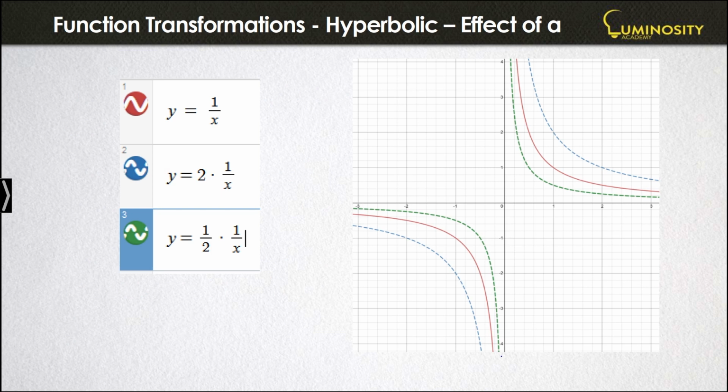The red solid line is our baseline equation, and we can see when our a is greater than 1, which is our blue, it moves further away from the axes. You can see this goes outward there. And when our a is between 0 and 1, it goes closer towards the origin. And you can see that with our green dotted line.